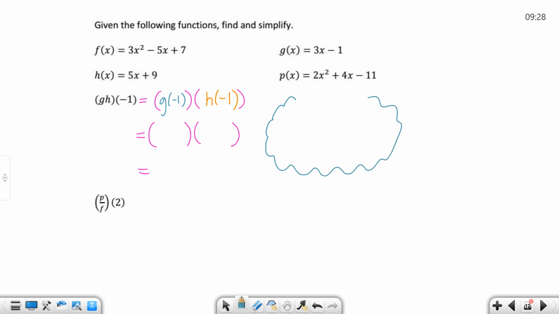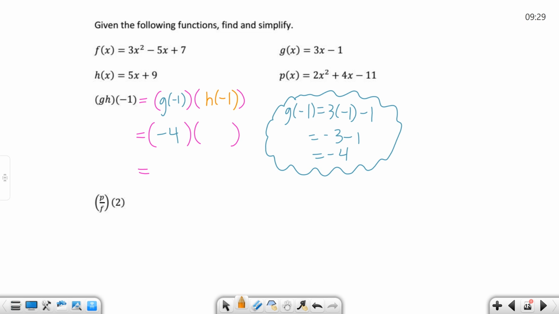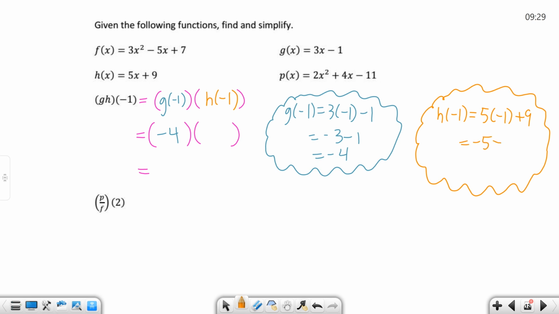So in my blue one here, G of negative 1 says 3 times negative 1 minus 1. So it's going to be negative 3 minus 1, which is negative 4. That one's pretty short and simple and sweet. And then H. Oh, H is too. Look at that. So then H of negative 1 is going to be 5 times negative 1 plus 9. It's going to be negative 5 plus 9, and that's going to be a positive 4 this time.